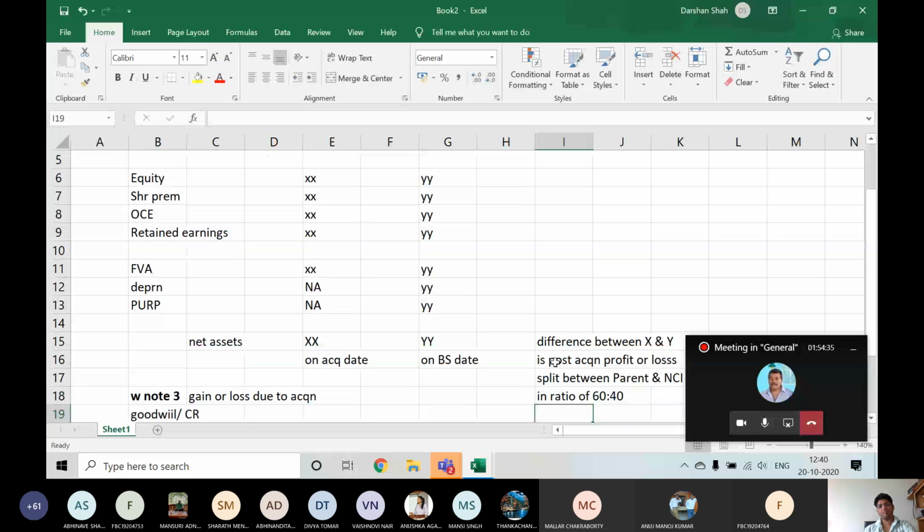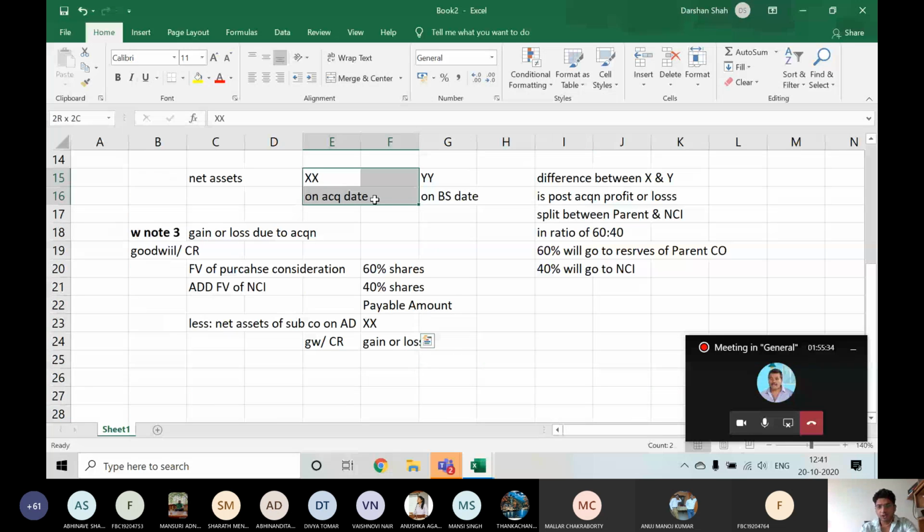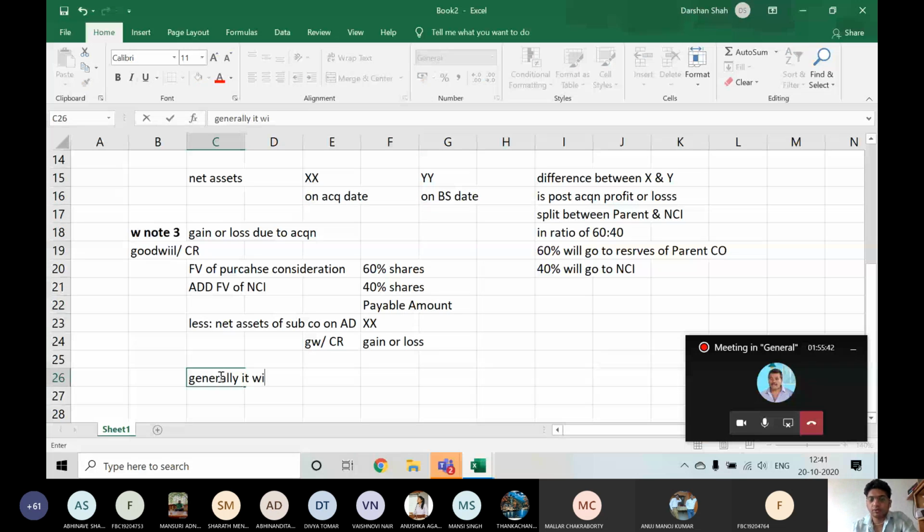Yes, sir. Okay, so now when we prepare working note 3, we don't need this Y column and we don't need this also. We just need to focus on the amount we pay for our 60% shares, the amount that we pay for our 40% shares, minus the net assets of the company on acquisition date that we have already calculated in the first column. That will give me gain or loss. Generally in F7 it will be goodwill.